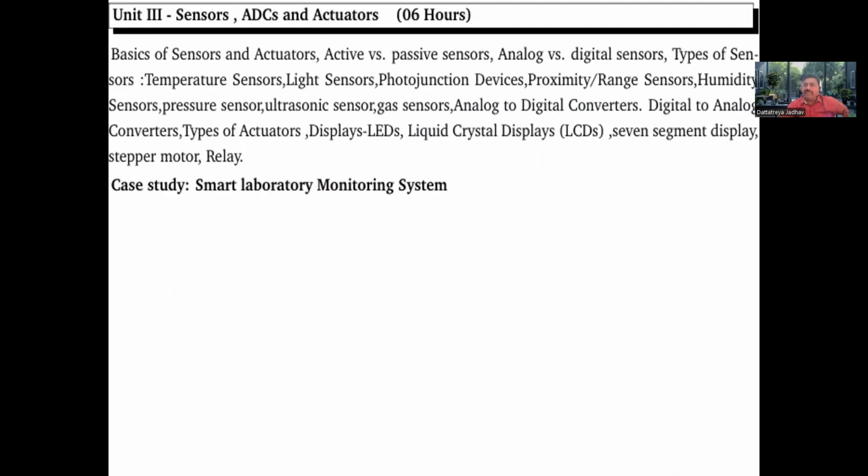In the third unit, we go with sensors and related actuators. Whatever input we take for the processing, that parameter is very important. So we learn what a sensor is, what an actuator is, then active versus passive sensors, analog versus digital sensors, types of sensors, temperature sensor, light sensor, photo junction devices, then range sensors. A number of displays we go with, like LED, liquid crystal display, and one case study also: we learn about a smart laboratory monitoring system with the help of these sensors and applications.